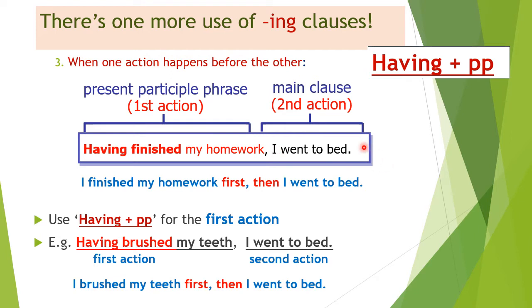That's all. Basically you just need to remember, whenever you see a sentence beginning with having plus pp, like having finished my homework, this is the first action, then the second action is in the second clause. Another example: having brushed my teeth, comma, I went to bed. Whenever you see having plus pp, that means the third column of the irregular verb table. Do, did, done. Brush, brushed, brushed, the third column. So having brushed my teeth, you know this is the first action.